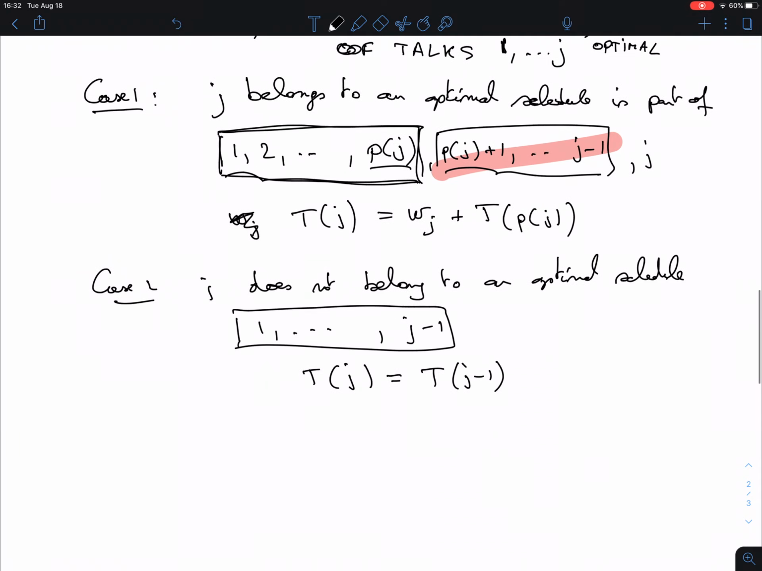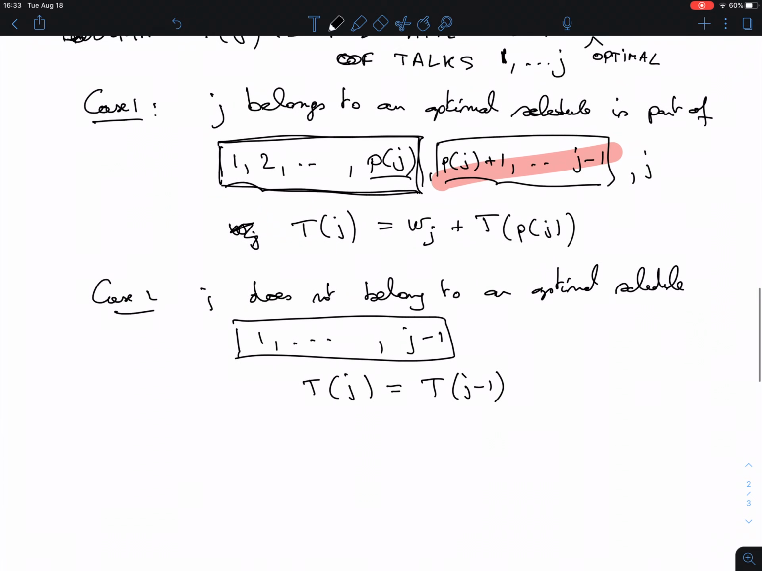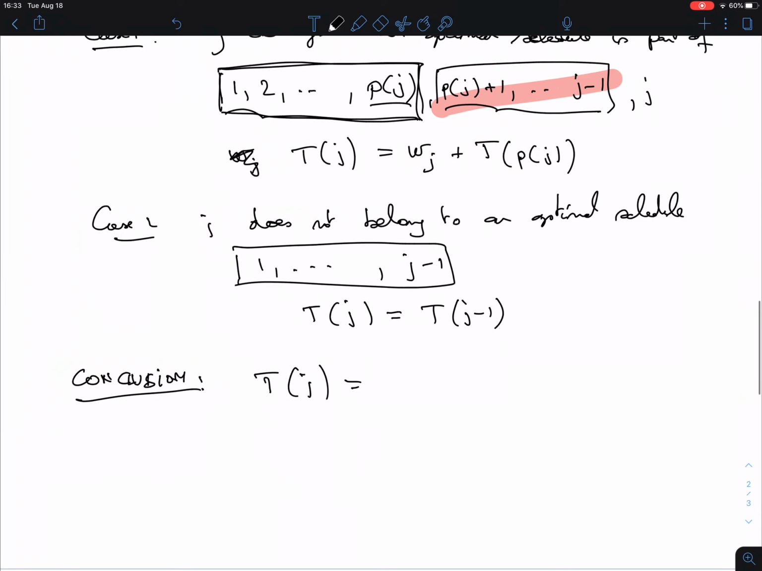So what does this mean? We're trying to maximize the number of people. The problem is we don't have one formula for t of j. The value of t is either this or that, but which one is it? Well, the one that is highest, because we try to make it as high as possible. So our conclusion: t of j is going to be whichever of the two is the biggest, so the maximum of t of j minus 1 or w of j plus t of p of j.